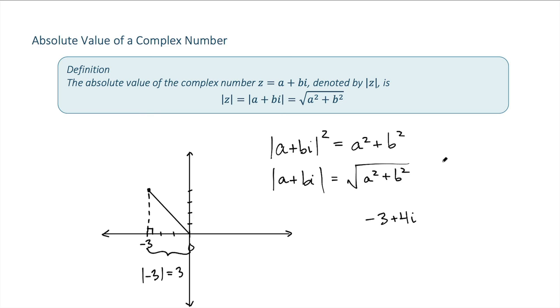This is often also called the norm of the number z, but either way is fine, the absolute value or the norm of z.